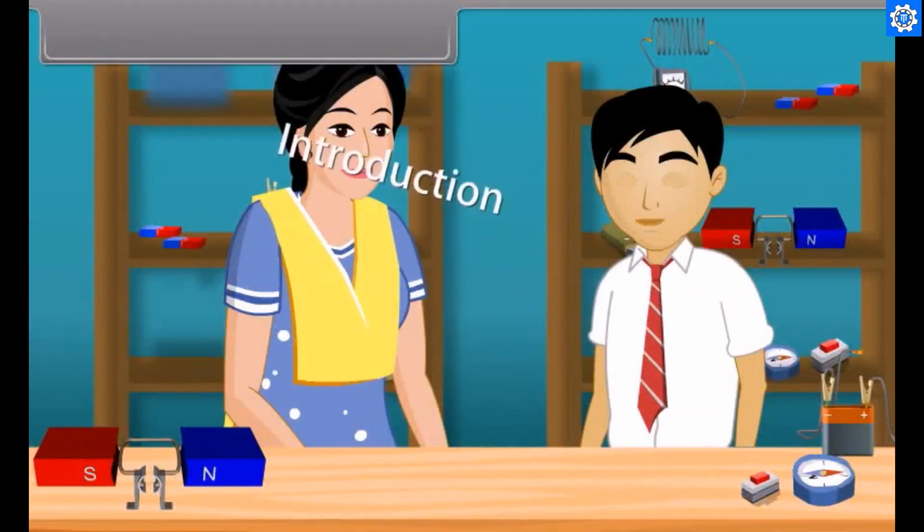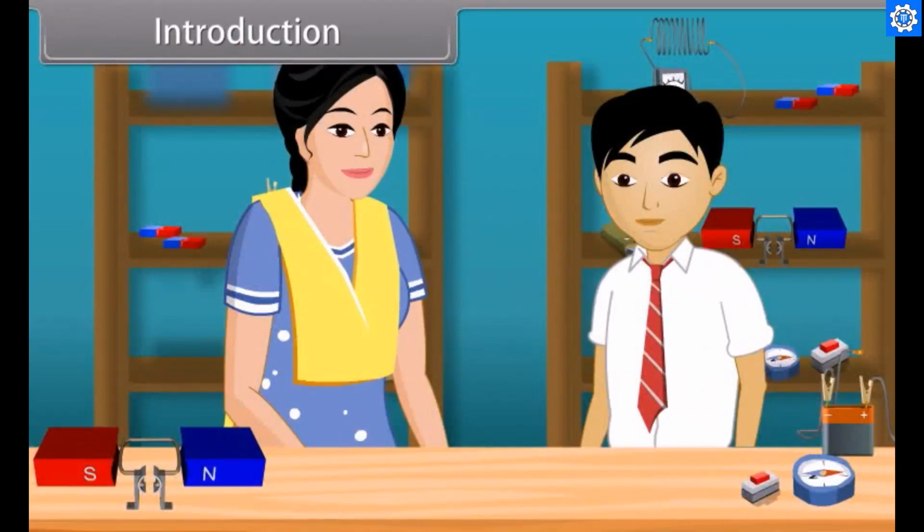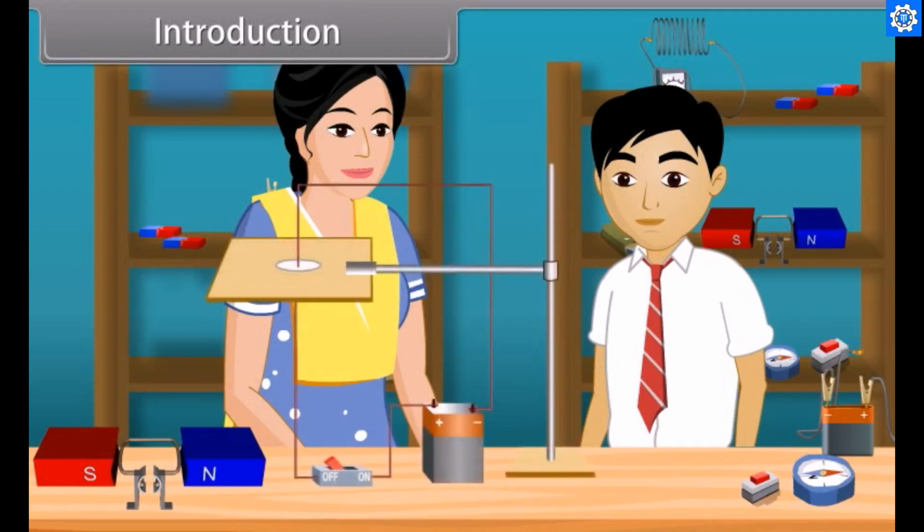Introduction. Today, our physics teacher is going to perform an experiment in the physics lab. She starts the experiment in front of the students. She took a cardboard having a hole at the center. She made an electric circuit and passed the wire through that hole.